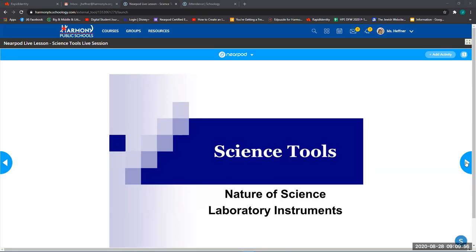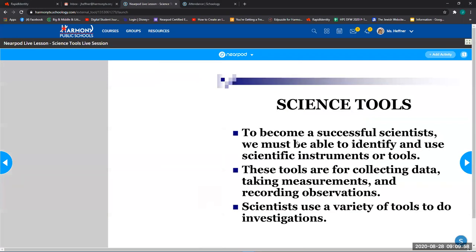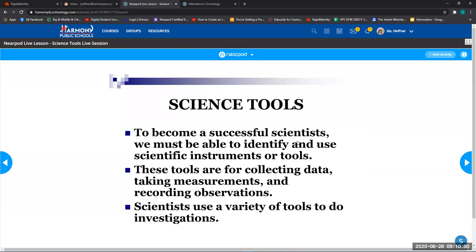Let's see. Science tools, nature, science, laboratory, instruments. To become successful, scientists must be able to identify and use scientific instruments or tools. These tools are for collecting data, taking measurements, and recording observations. Scientists use a variety of tools. There's a whole lot. And in this particular lesson, we're just covering the main ones that we talk about in sixth grade science. There's a lot more than just this, actually.